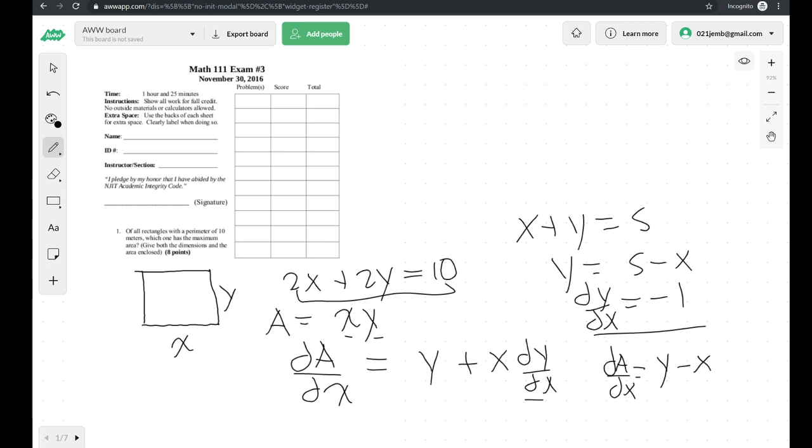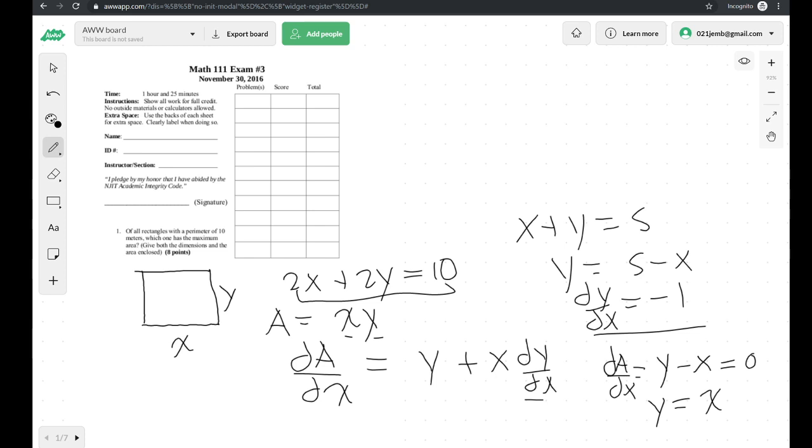In order to optimize the area, we have to find the critical point. So we have to set this equal to 0. And when we do that, we have that y is equal to x. So when y equals x, we have a critical point. And clearly that will be the maximum area.